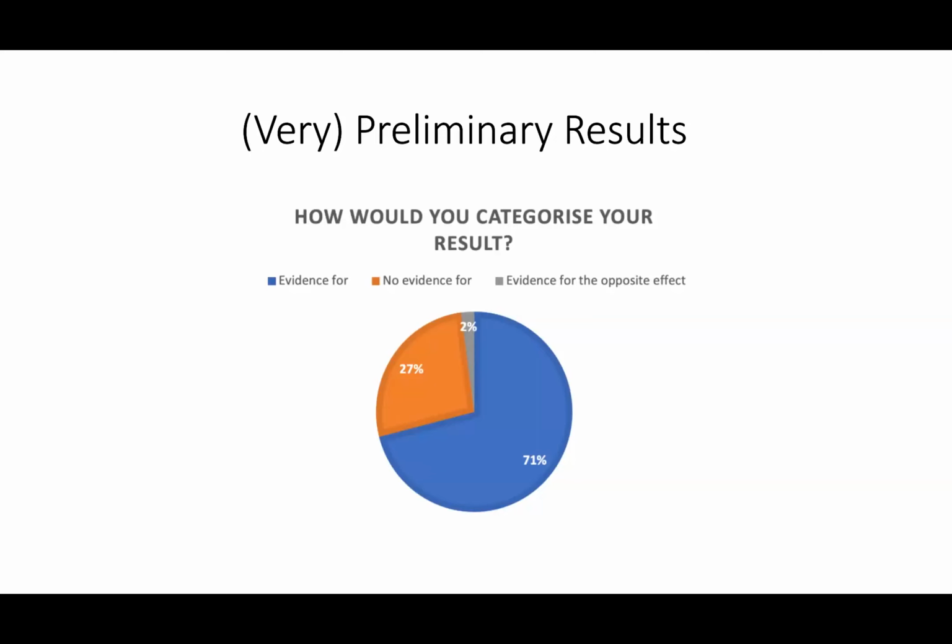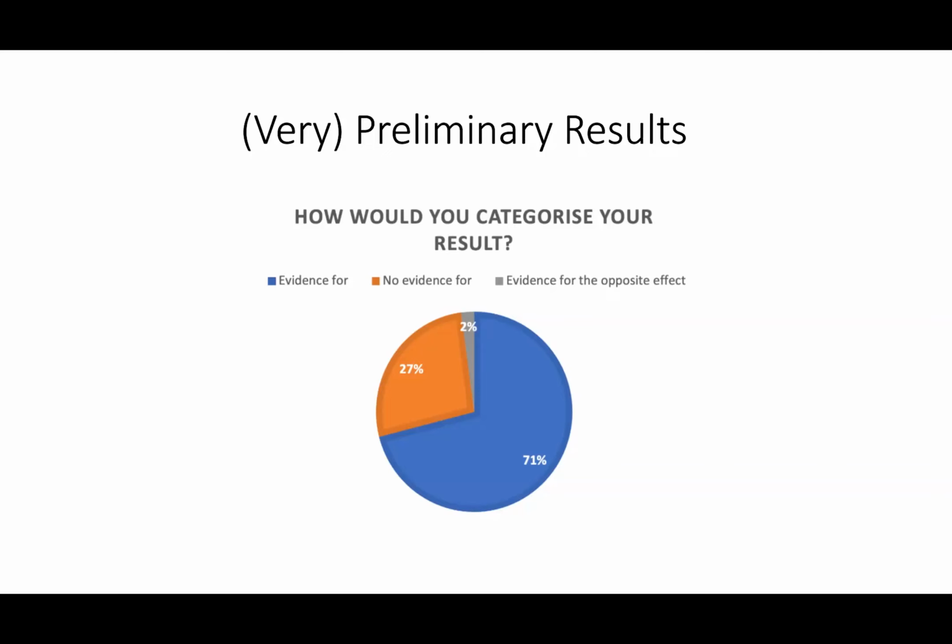This is very preliminary. We will be there in weeks, but this graph plainly shows that all of the original results claim evidence for an effect. Of the new analyses, 71% show evidence for the original one, but the rest of them don't. So in these cases, the new analysts found no evidence for that.